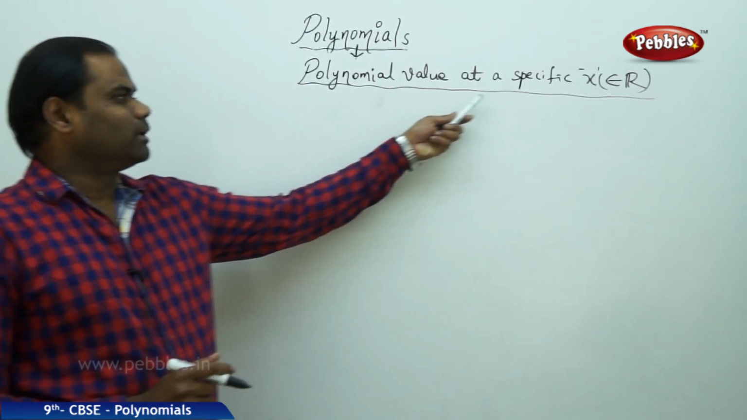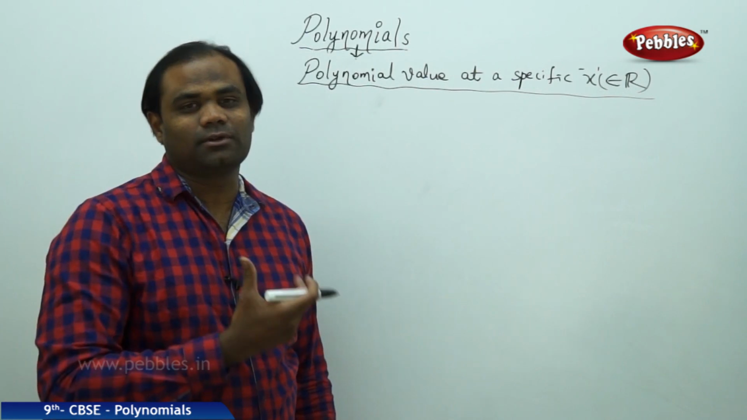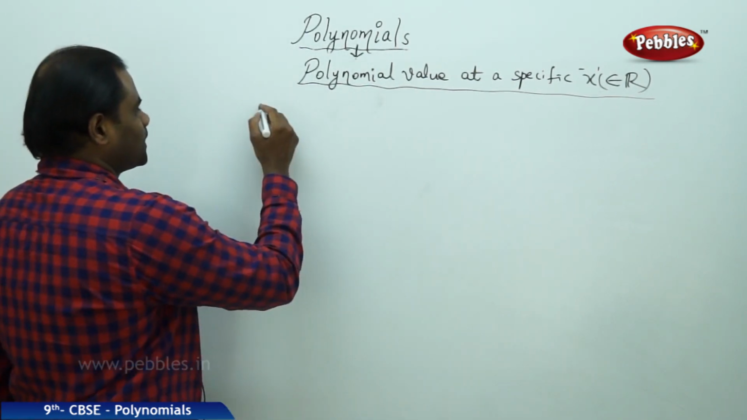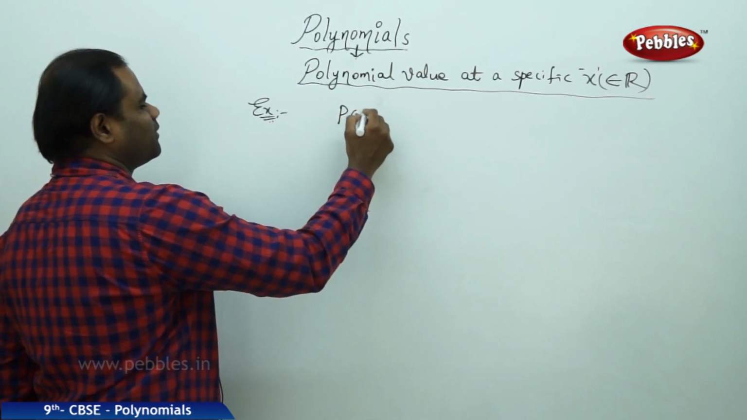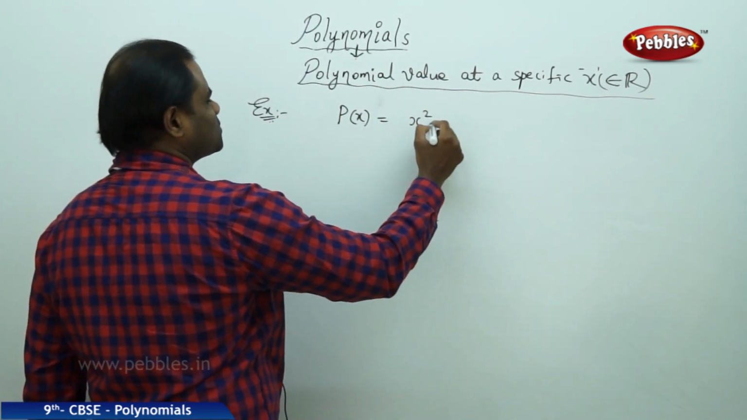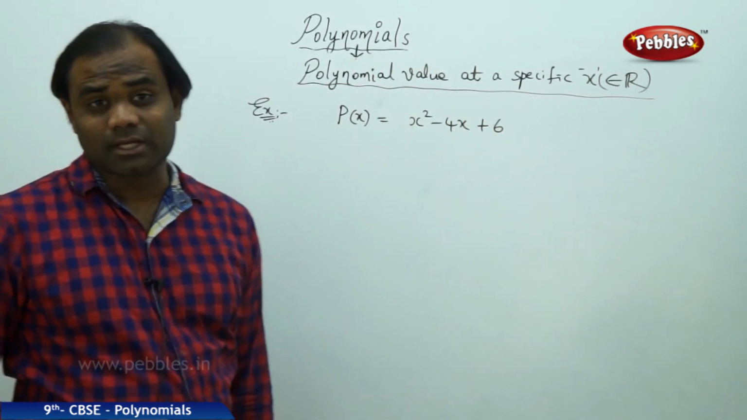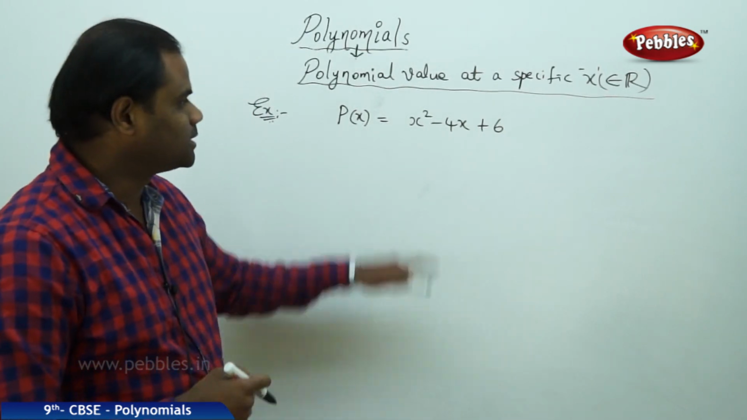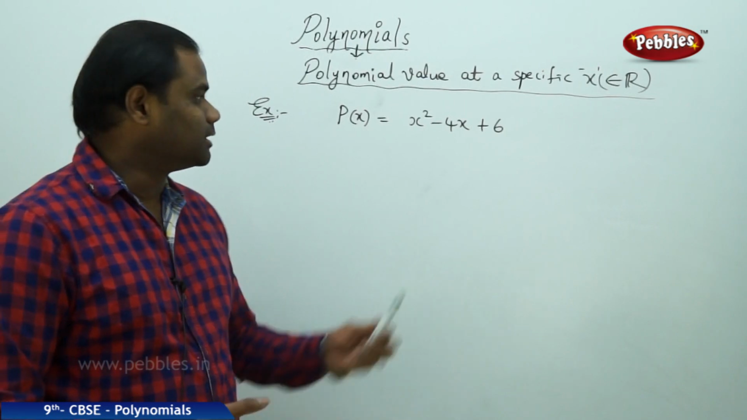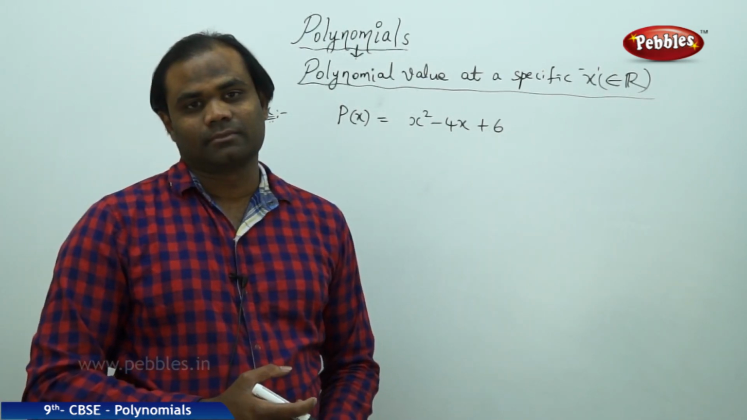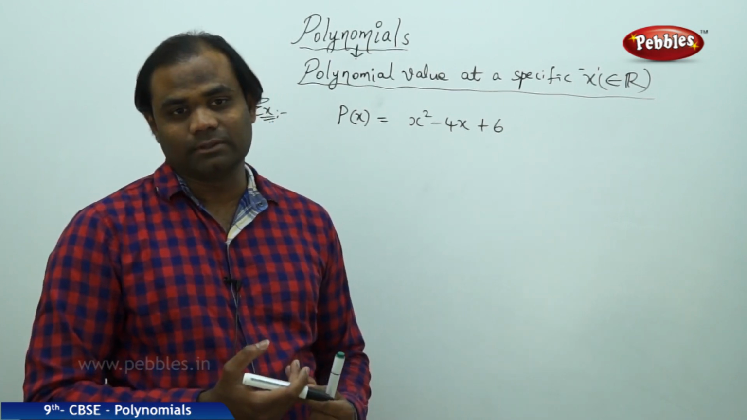Polynomial value at a specific value of x belonging to the real numbers is what we are going to discuss here. For example, I have a polynomial P of x equals x squared minus 4x plus 6. Of course, this is a quadratic polynomial because its degree is 2, and it is also called a trinomial because it has 3 terms. It's how we define it, with the recap of all the properties we have learned.